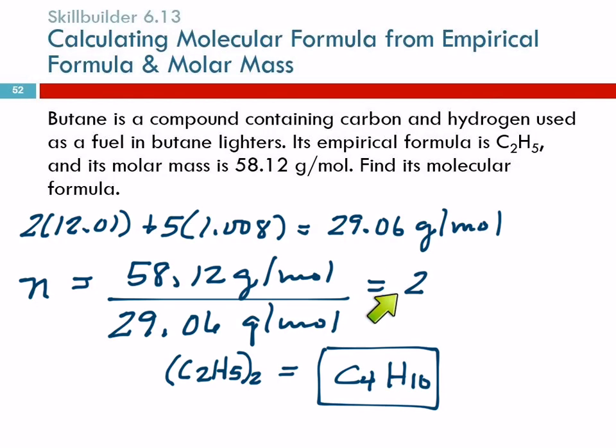You're never going to come up with a number here that you have to multiply to get a whole number. If you don't get a whole number here, you did something wrong on the other side. Probably you calculated your empirical formula wrong.